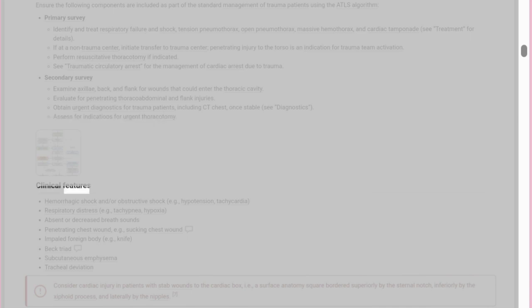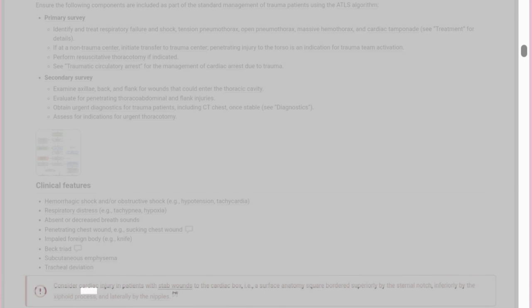Clinical features. Hemorrhagic shock and/or obstructive shock, for example hypotension and tachycardia. Respiratory distress, for example tachypnea, hypoxia, absent or decreased breath sounds. Penetrating chest wound, for example sucking chest wound. Impaled foreign body, for example knife. Beck triad. Subcutaneous emphysema. Tracheal deviation.